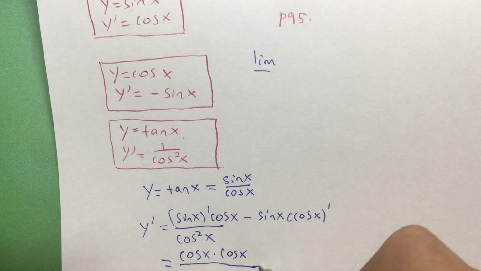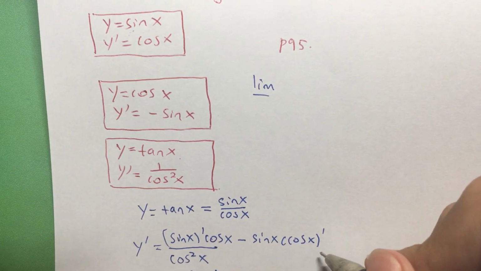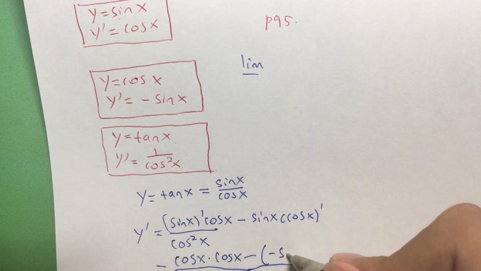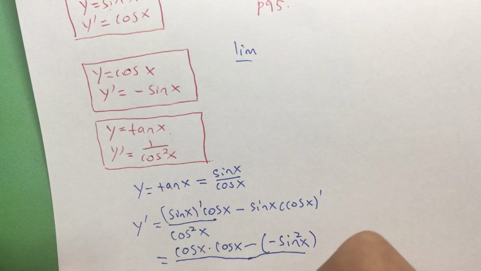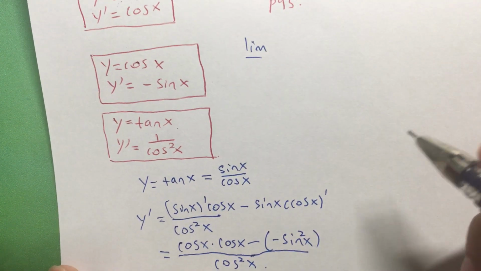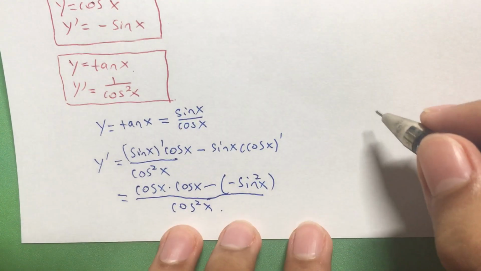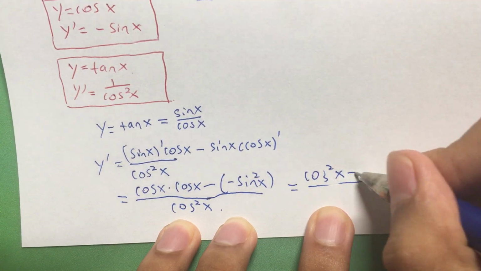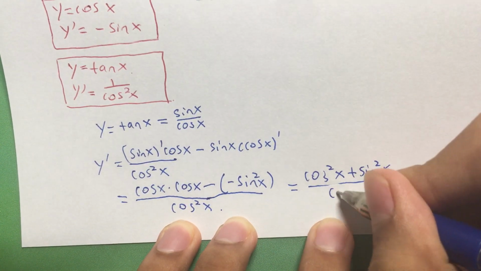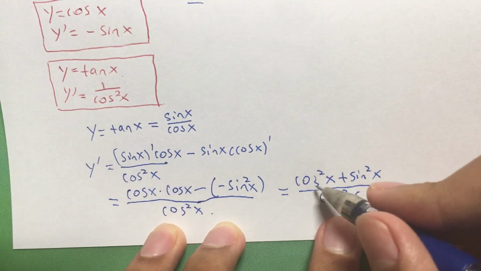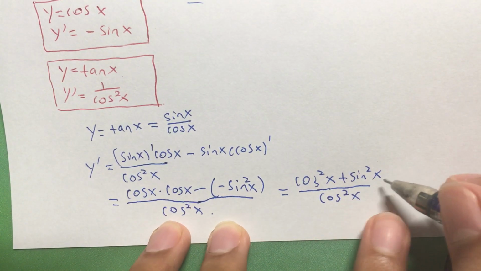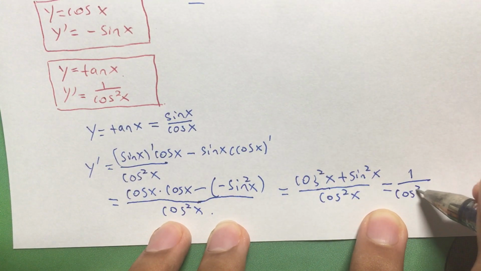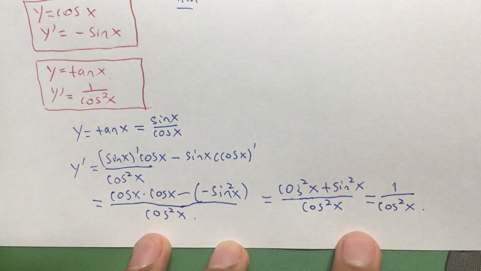And here, the derivative of cosine x is negative sine x, so this becomes negative sine squared x, over cosine squared x. And this becomes cosine squared x plus sine squared x over cosine squared x. And we know that sine squared x plus cosine squared x is equal to 1. So this is equal to 1 over cosine squared x. And we solved it.